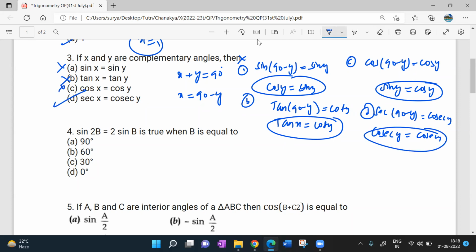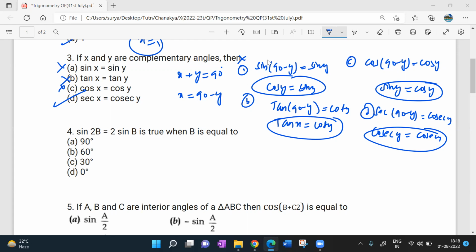Any doubts? Yes, sir. No, sir. I didn't understand it, sir. I understood the sin into 90 minus y. Then after that, I didn't. After that, you didn't understand.